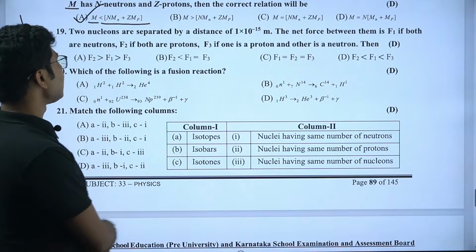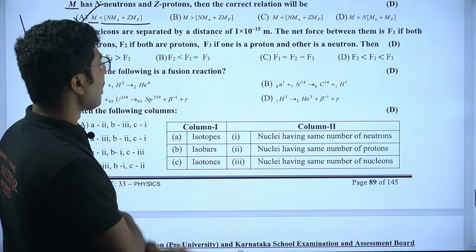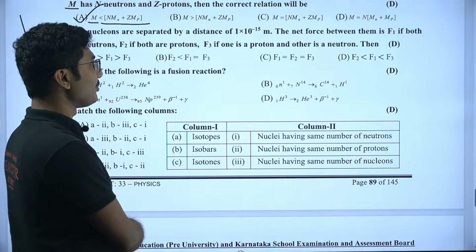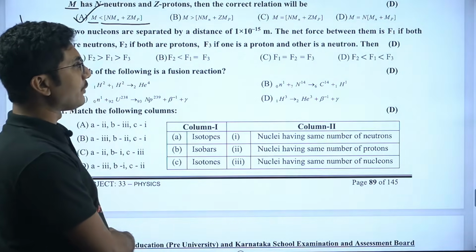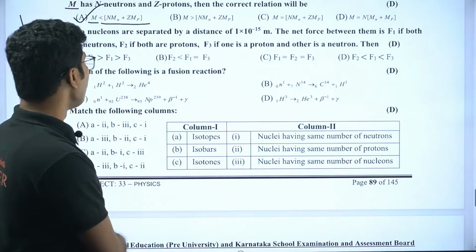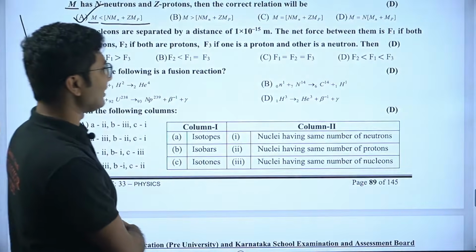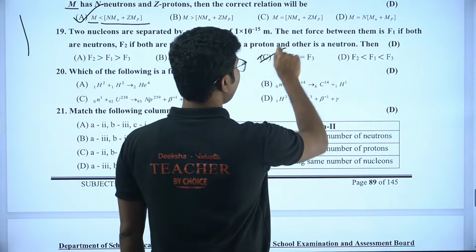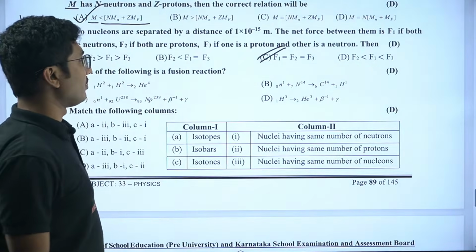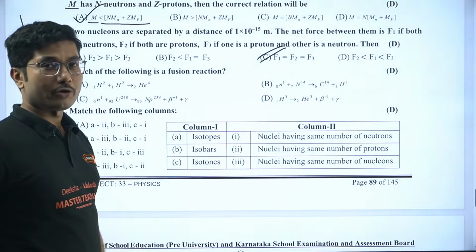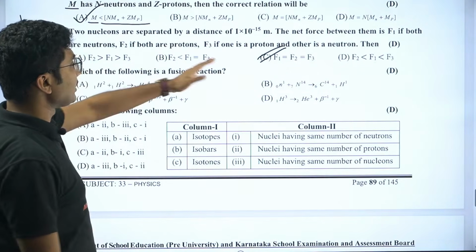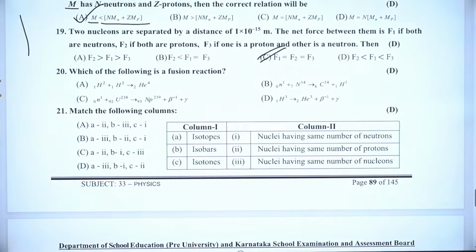Two nucleons are separated by a distance of 1 × 10^-15 meter. The net force between them is F1 if both are neutrons, F2, I think we have already answered it. Mass between neutron, proton, and proton, neutron are same. So it is F1 equals F2 equals F3.